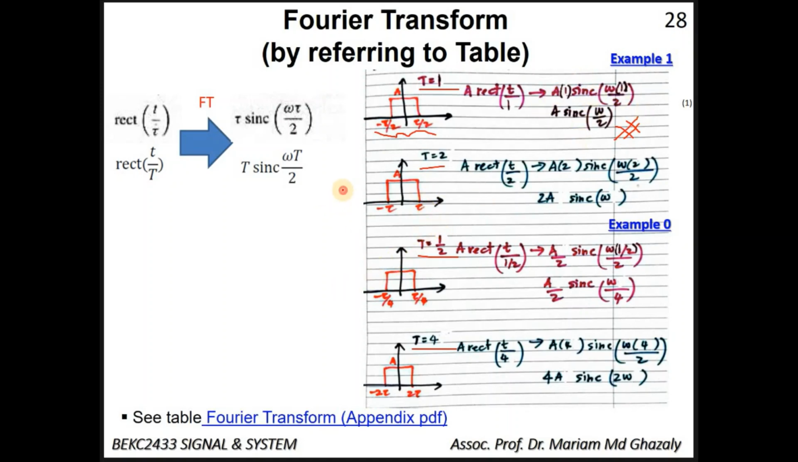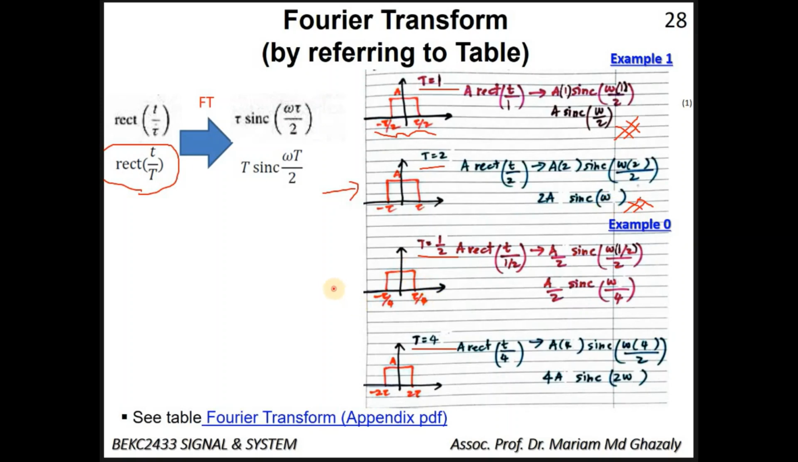Let's look at the second example. We have the period from minus tau to tau, which means the period itself is equal to 2. Substituting the value, you have rect of t over tau with tau equal to 2, so you have A tau equal to 2 here, sin(omega times 2 over 2). The final equation for this signal is 2A sin omega.